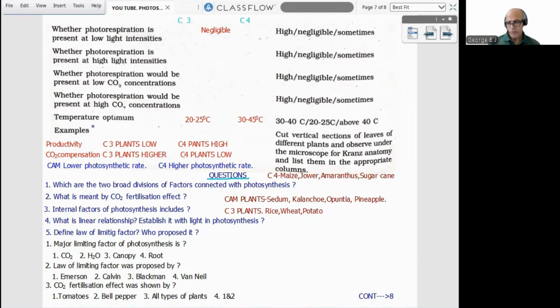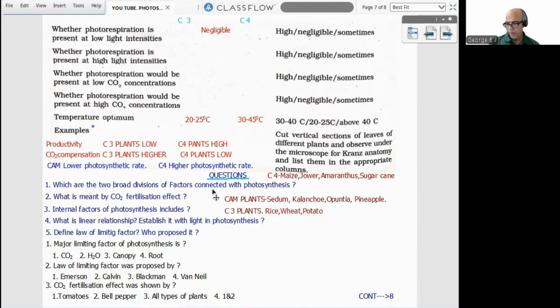Now, a few extra things I have given here. One is productivity: in C3 plants it is low, in C4 plants it is high. Carbon dioxide compensation: in C3 plants it is higher, in C4 plants it is low. Next, examples for C3, from there we can start: rice, wheat, potato. Examples for C4: maize, jowar, amaranthus, sugar cane. Examples for CAM plants: Sedum, Kalanchoe, Opuntia, pineapple. That itself is a question from these three.